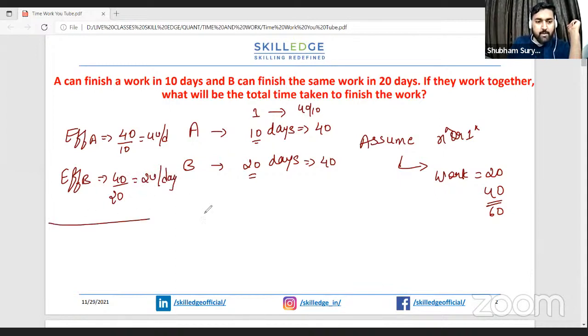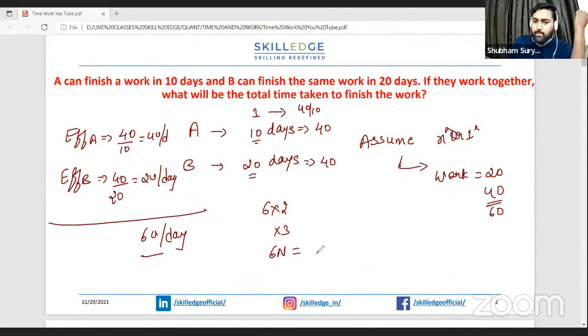Now, if they start working together, 4 plus 2 is going to be 6 units of work per day being done. Now, every day 6 units of work, so in 2 days it's going to be 6 into 2. In 3 days it's going to be 6 into 3. Let's assume in n days the work gets completed. So in n days the work is going to be 6 into n, and just equate it to the total amount of work that needs to be done. How much needs to be done? 40. So n is going to be equal to 40 by 6, which is equal to 20 by 3. So how many days are required to complete this 40 units of work? 20 by 3 days are required.